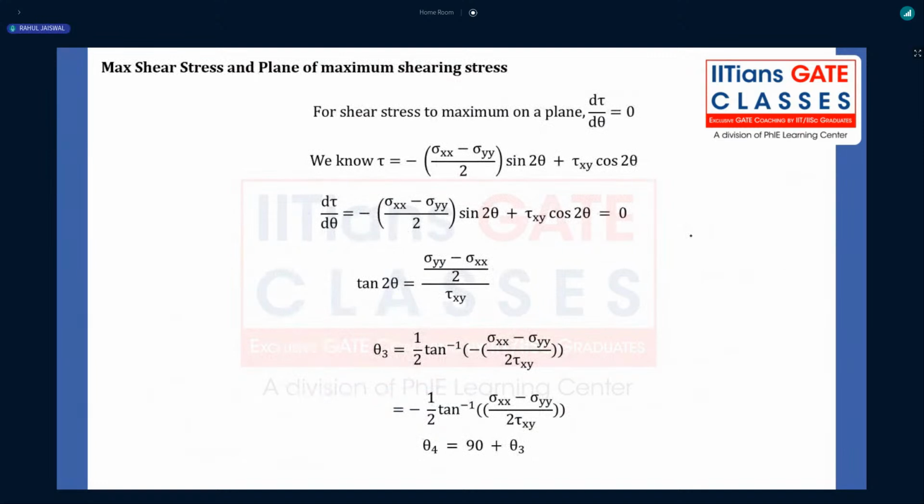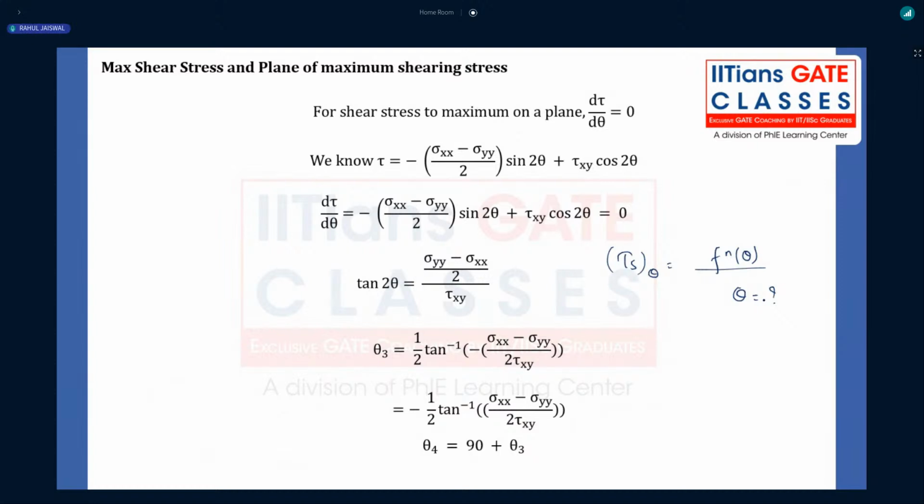What about the maximum shear stress and the planes of maximum shear stress? If you want to find the maximum shear stress planes, you know the formula for tau s theta, right? That is a function of theta. Now, if someone asks you to find a particular plane, you will find the location. How will you find the location? By finding the values of theta, right? How will you find the values of theta?